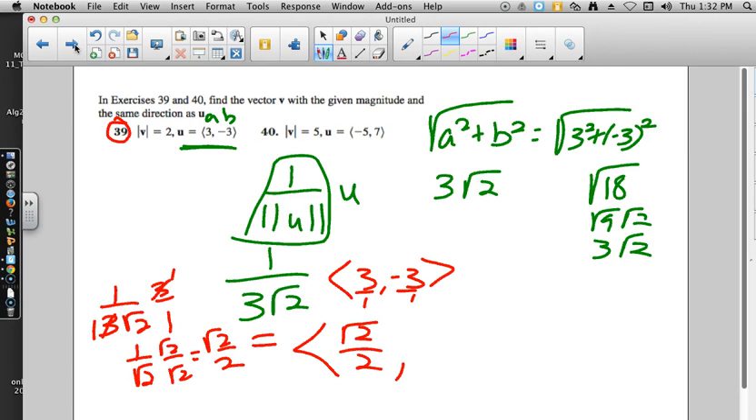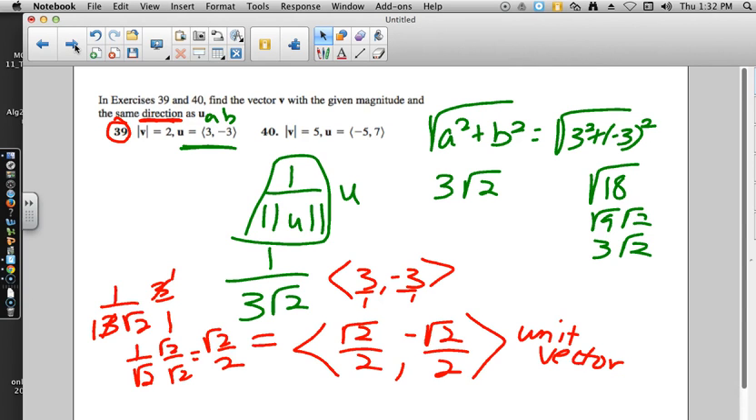Now, we've got a negative 3 doing the same thing. You know, 1 over 3 square roots of 2 times negative 3 is just going to give us a negative square root of 2 over 2. So this is our unit vector. And that ensures the same direction that we have for vector u. But the magnitude of this vector needs to be 2, not 1.